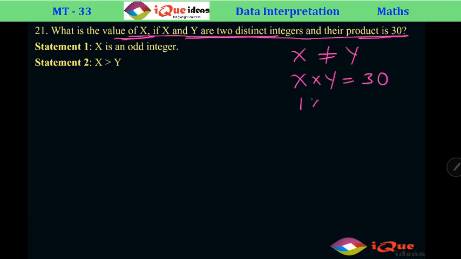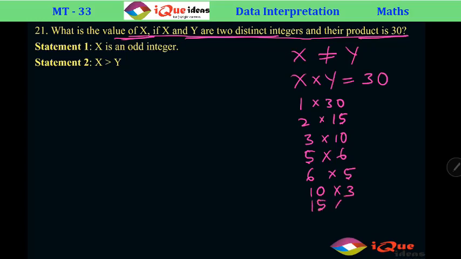From here only we can get multiple possibilities. The possibilities are 1 into 30, 2 into 15, 3 into 10, or 5 into 6, or reverse also, 6 into 5, 10 into 3, 15 into 2 and 30 into 1, because in all the cases the values of X are different, values of Y are also different. So these are all possibilities only from the question. We haven't got into the statements.